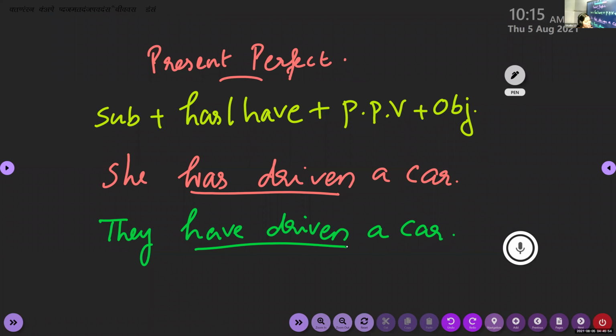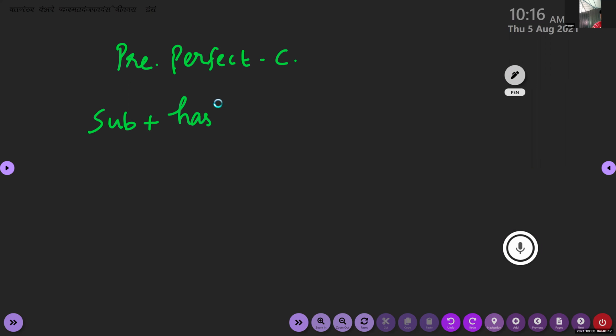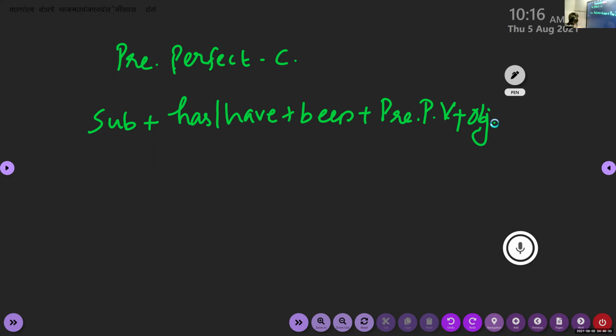So now I request Pranav, my son, to tell me the rule of present perfect continuous. Pranav, tell me the rule. Subject plus has or have plus been plus present participle form of a verb plus object. Very good. Fine. An example, Pranav?